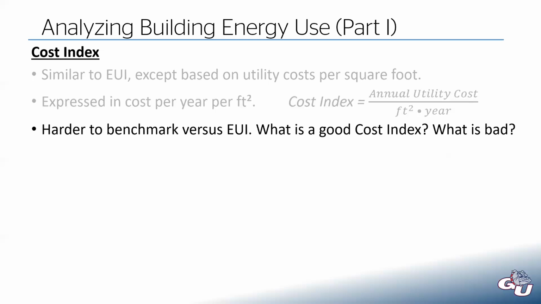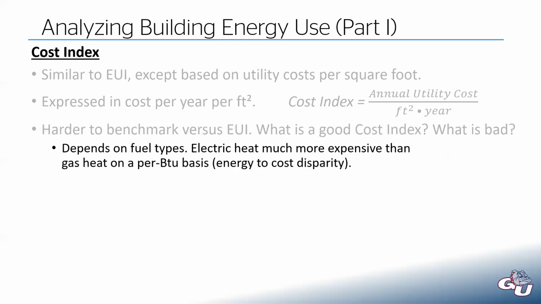Now, this is harder to benchmark compared to EUI. What's a good cost index? What's a bad cost index? The reason it's difficult as compared to EUI is this is going to depend on your fuel types. Electric heat is more expensive. So for an equivalent BTU of output, electric heat costs about 3 times as much. So similar levels of energy, but a very large disparity in the energy cost.